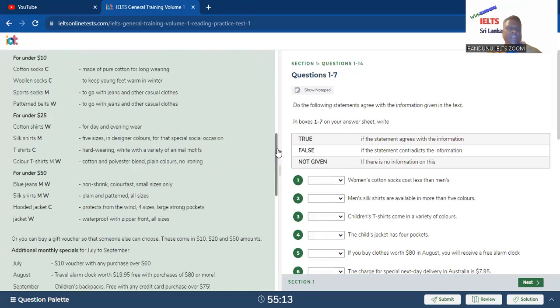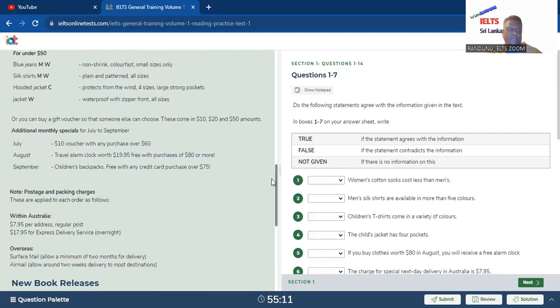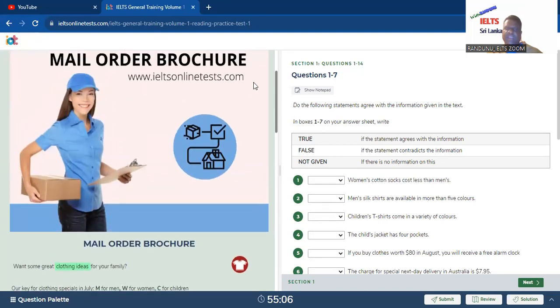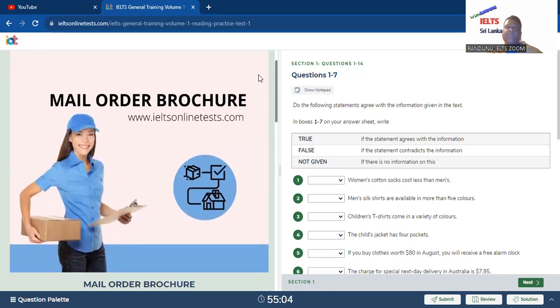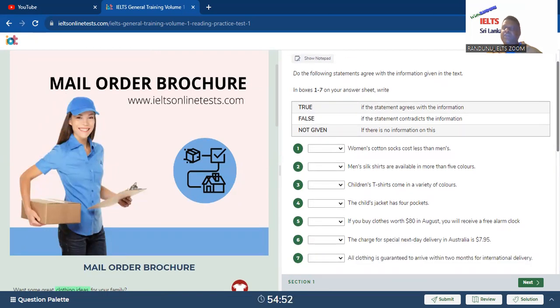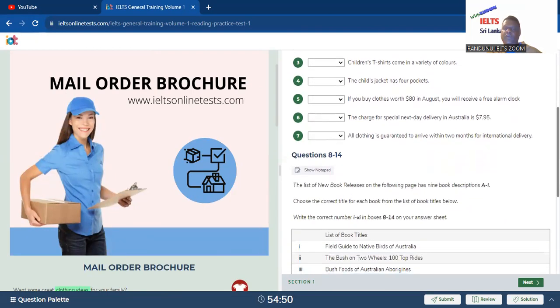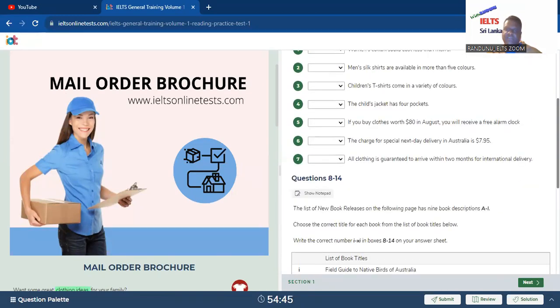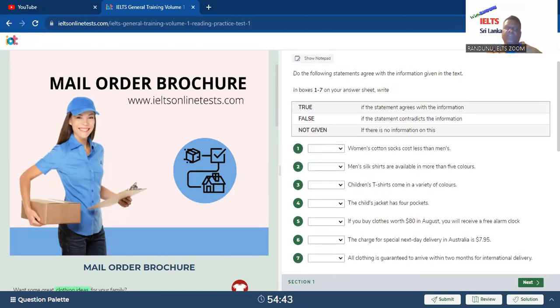So you are not going to read everything here. You will just glance at it. Now you have an understanding of what it is. That's all. You don't need to read everything. You will read later, but first you will see the questions. Questions 1 to 7 we are going to do first. After that, 8 to 14, which is from another passage. 1 to 7 is from this passage, this mail order brochure.